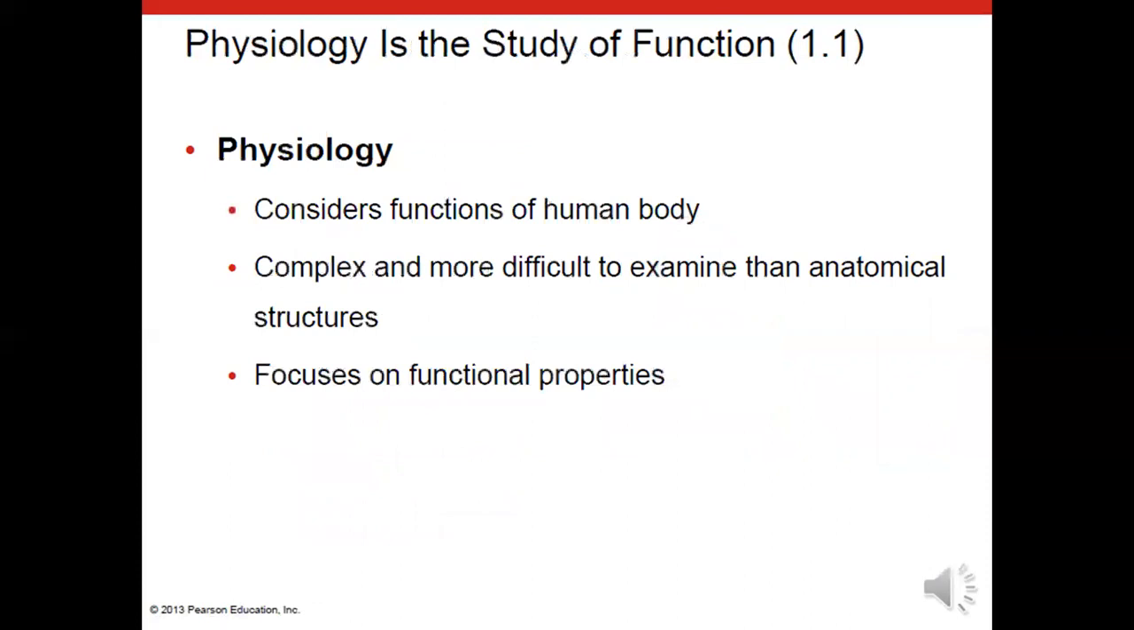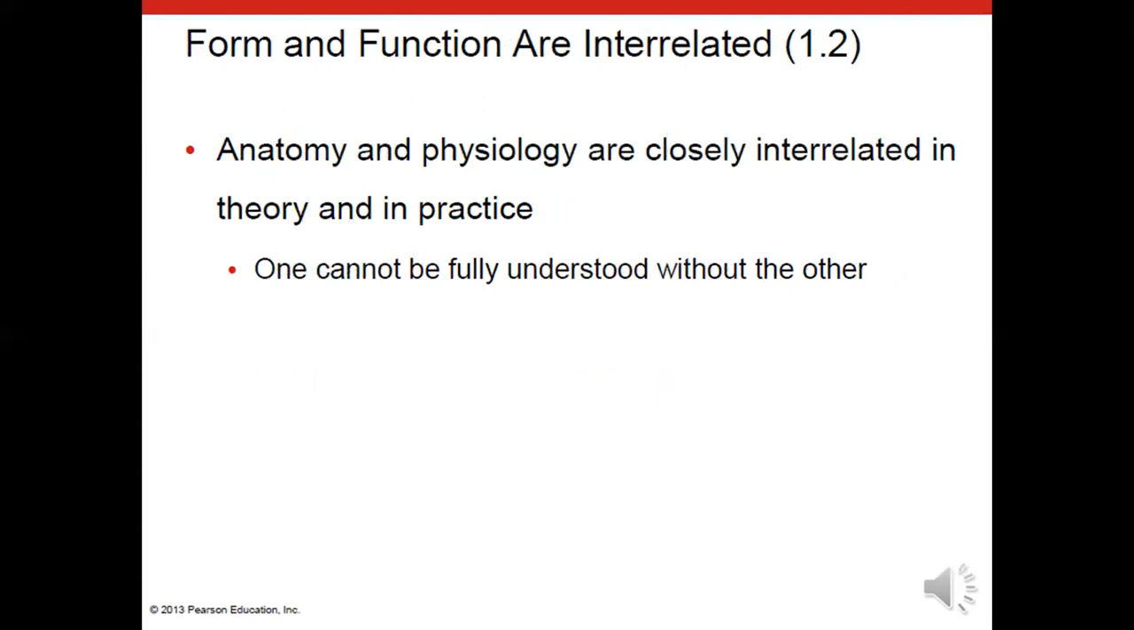Physiology is really form or function. Physiology considers the function of the human body. So those anatomic structures that we will learn along the way, how do they work? What do they do? What is their function? It's much more complex and difficult to examine than just the anatomical structures. Think anatomy is identification, physiology is function. How do these structures work together? What's their goal? What's their job? And that focuses on functional properties. But anatomy and physiology are really tightly related in theory and practice, and you can't understand physiology without first learning anatomy.